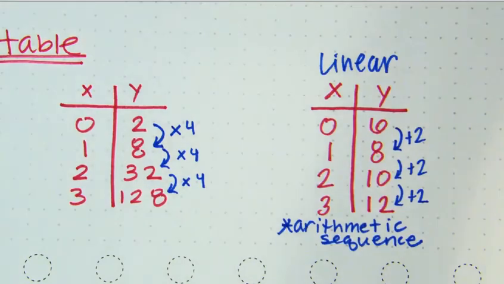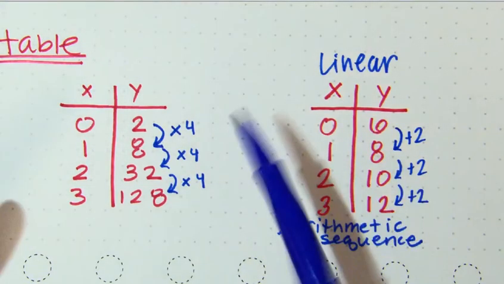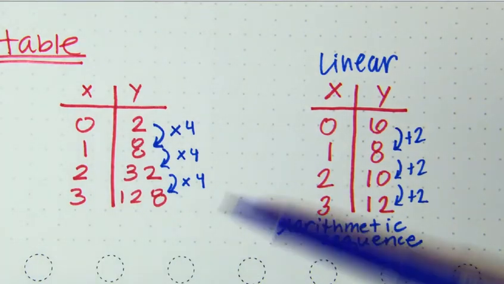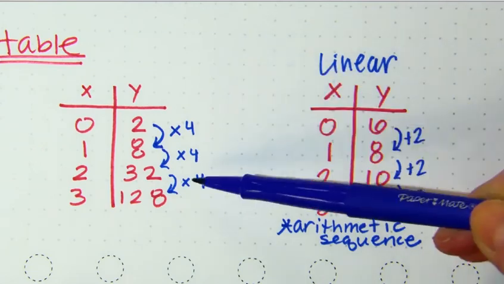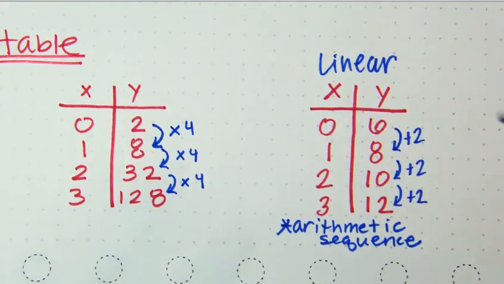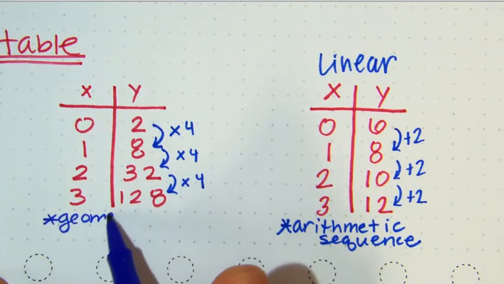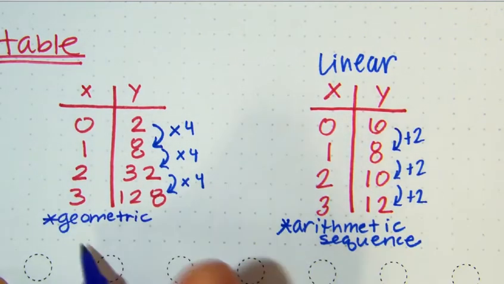And if you can kind of think about what the graph would look like, if I had a point at 0.2 and the next point at 1.8, 2.32, you can imagine that curve is going to start kind of slow and go up real fast, right? This is a geometric sequence. Geometric sequences will create exponential equations.